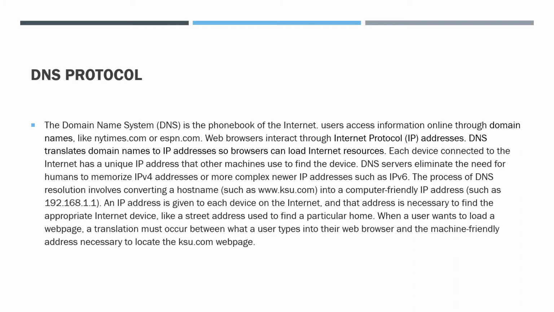such as 192.168.1.1. An IP address is given to each device on the internet, and that address is necessary to find the appropriate internet device, like a street address is used to find a house. When a user wants to load a web page, a translation must occur between what the user types into the web browser and the machine friendly address necessary to locate, let's say, ksu.com.